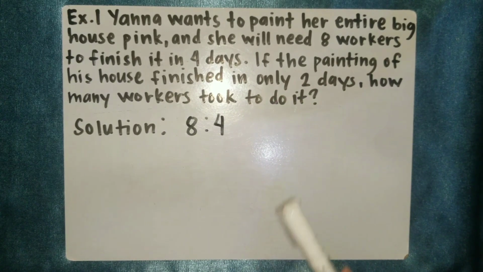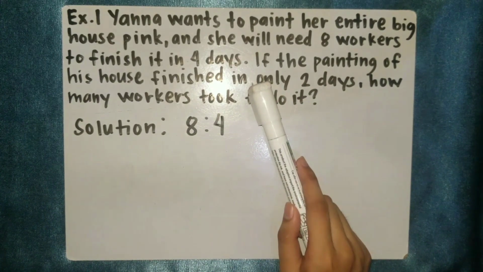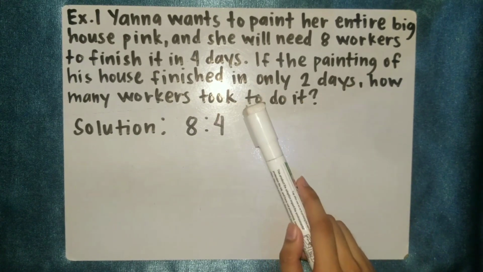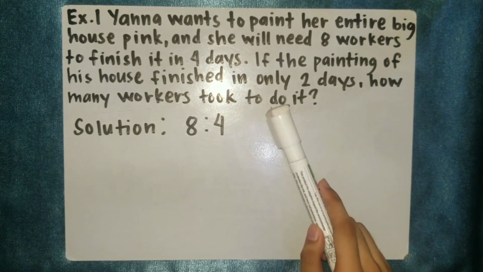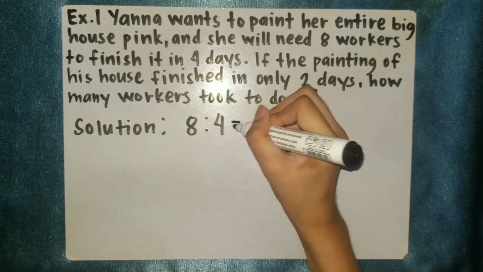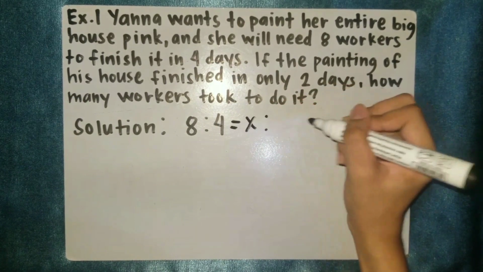Then next, kung natapos ang pagpipintura sa bahay ni Yana sa loob ng 2 araw, ilang workers ang nagtrabaho nito? Ito naman yung magiging second ratio natin. Equal x is to 2 days.